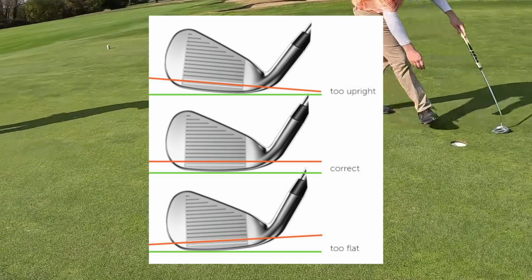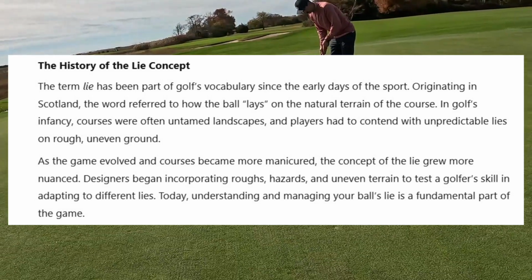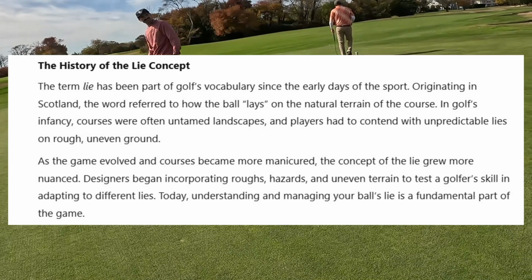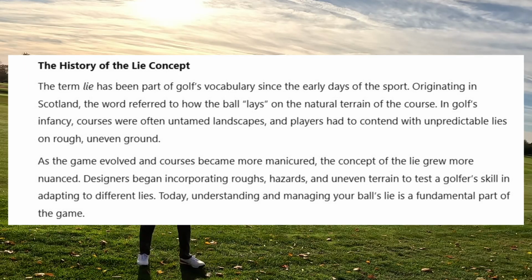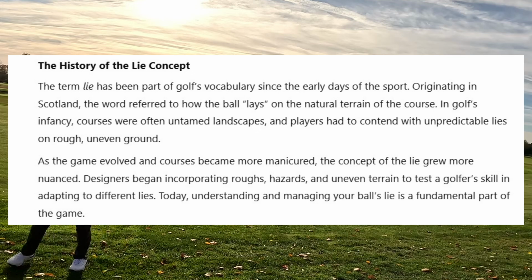History of the lie concept. The term lie has been part of golf's vocabulary since the early days of the sport, originating in Scotland. The word referred to how the ball lays on the natural terrain of the course. In golf's infancy, courses were often untamed landscapes, and players had to contend with unpredictable lies on rough, uneven ground.